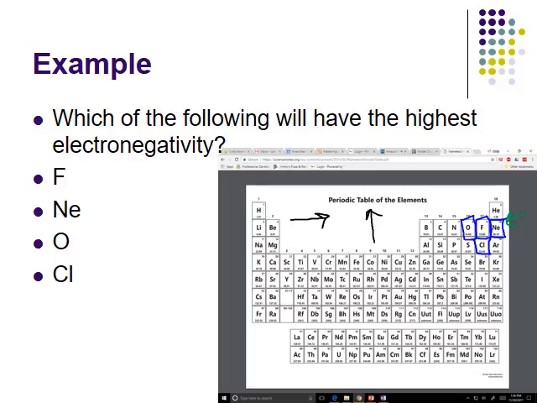Neon's a noble gas. What's special about the noble gases? Remember, noble gases don't tend to form chemical bonds. They don't tend to react. Because of that, we normally don't talk about noble gases having an electronegativity value. Since they don't form bonds, they don't have an attraction to electrons in bonds for the most part. So we tend to ignore the noble gases when we are talking electronegativity. That would leave fluorine being the most up and right.